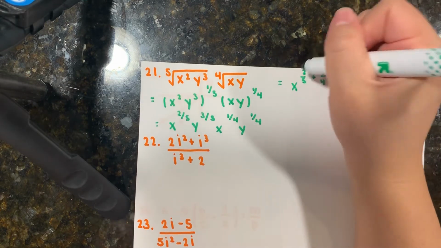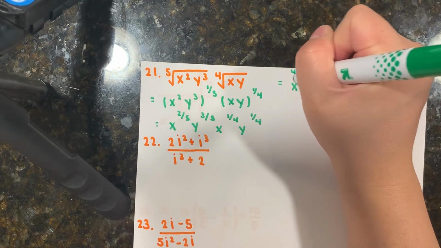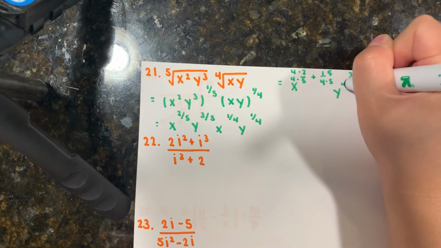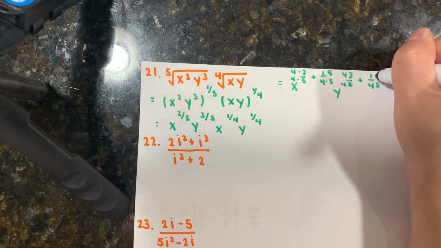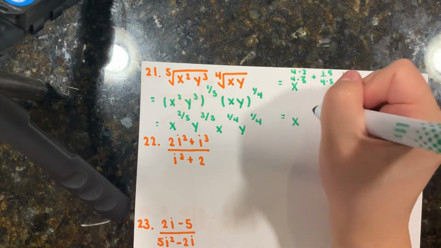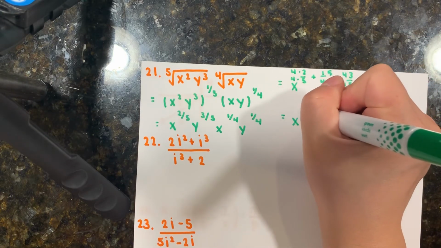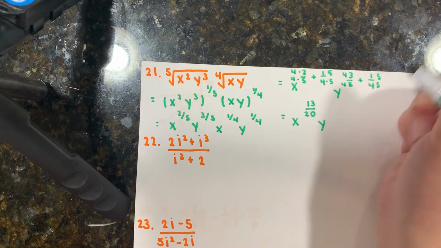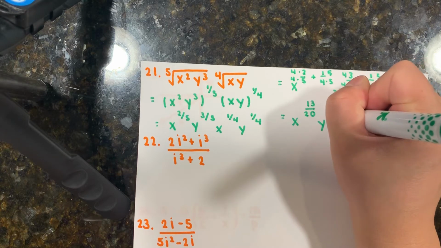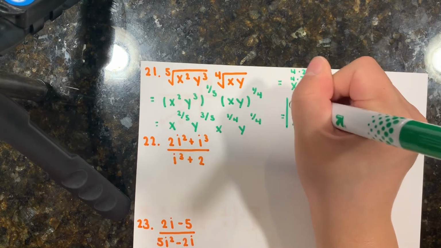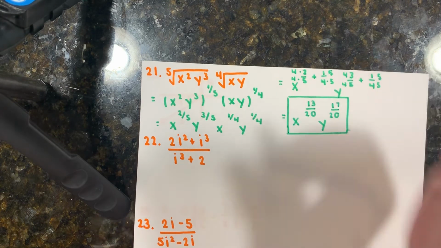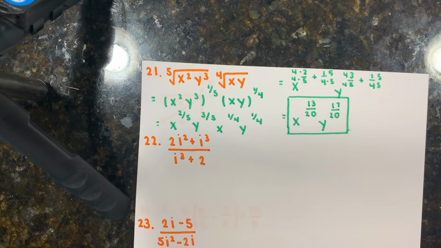That would all just take making a common denominator. So multiplying this by 4/4 and 5/5. Same with this one, 4/4 and 5/5. So 8 plus 5 would be 13/20. And then for my y, this would be 12 plus 5, which would be 17/20. And that would be your result for number 21.